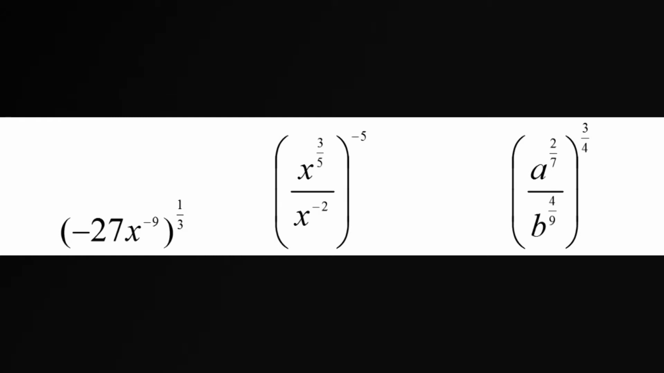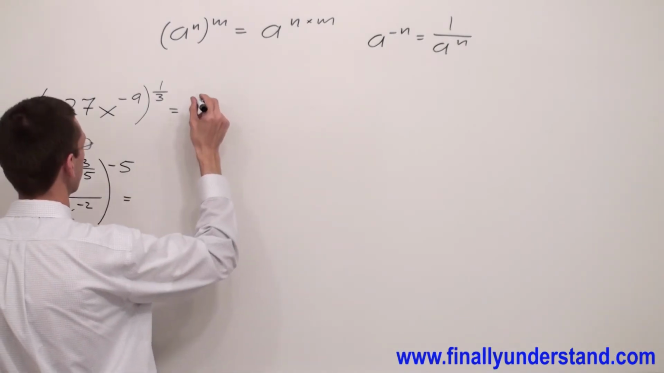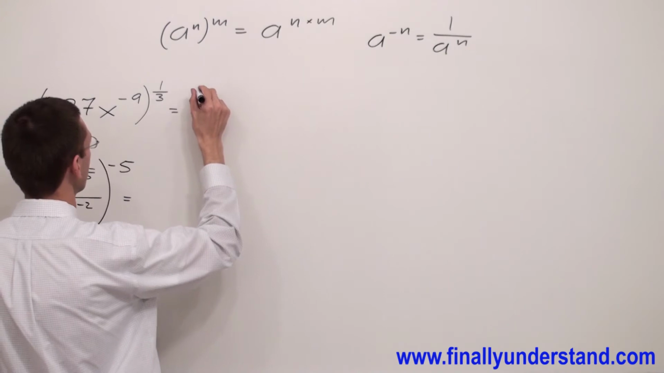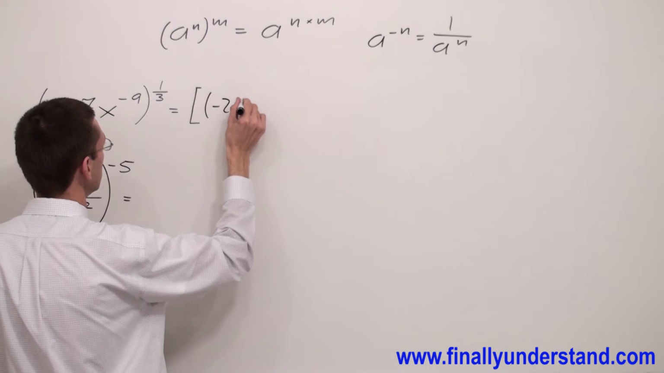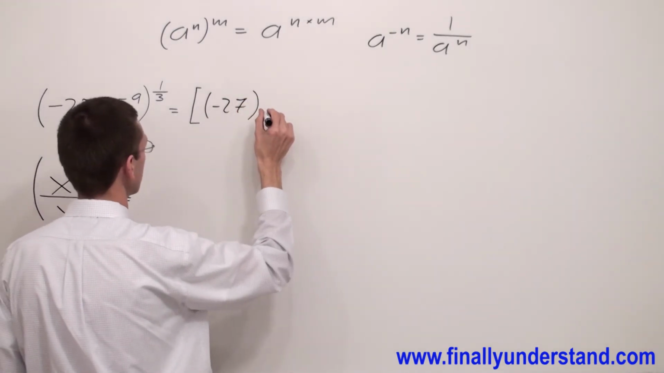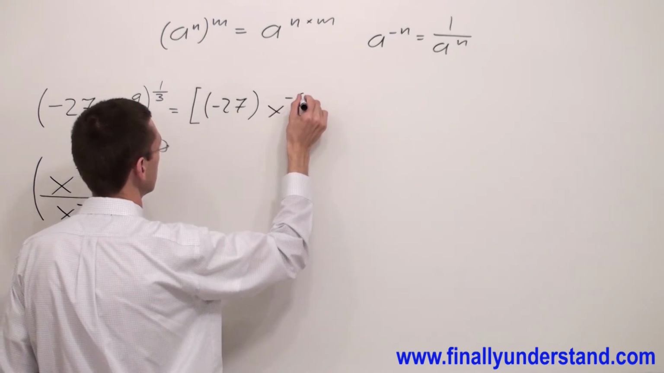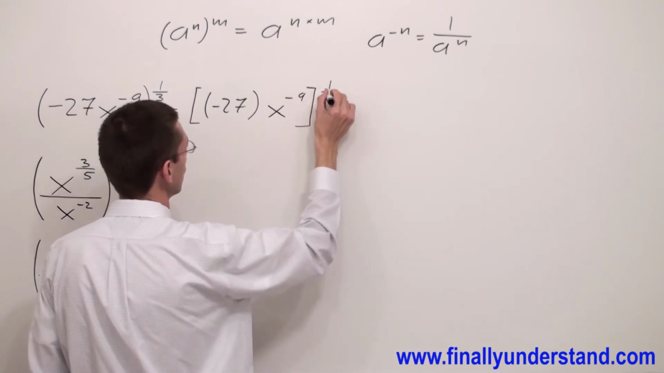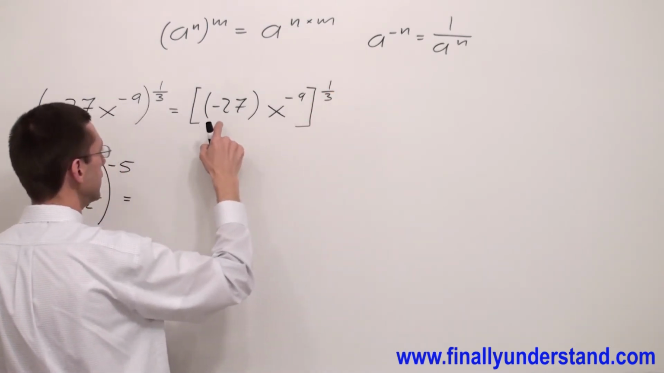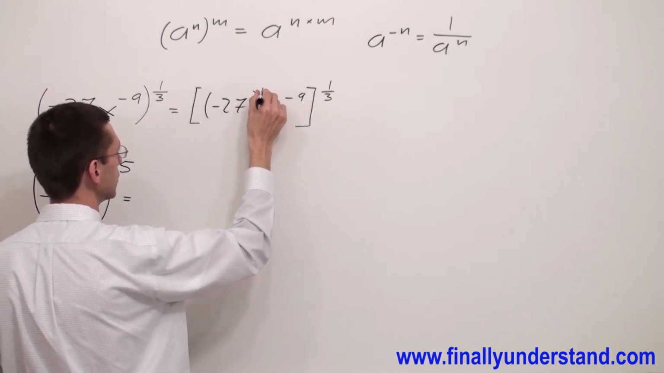Let's take a look at the first example. The very first thing we're supposed to do is rewrite this example: open brackets, and I'm going to have minus 27 times x to negative 9th power, and everything is raised to power 1/3. Remember, anytime there is no exponent next to the number or variable, there is always an invisible 1.